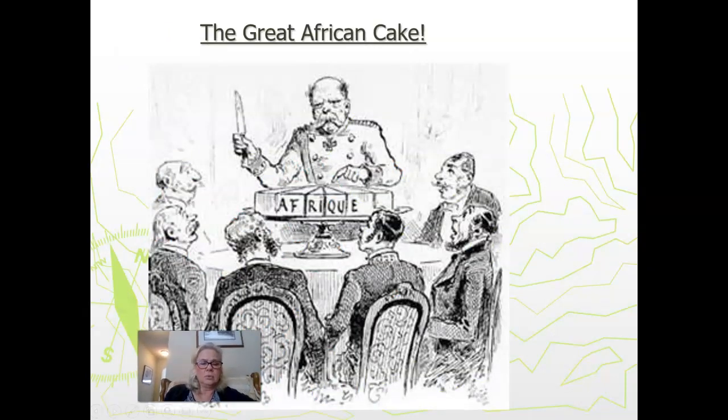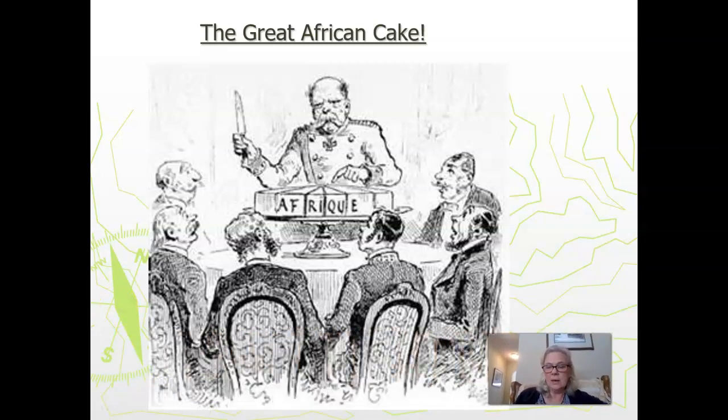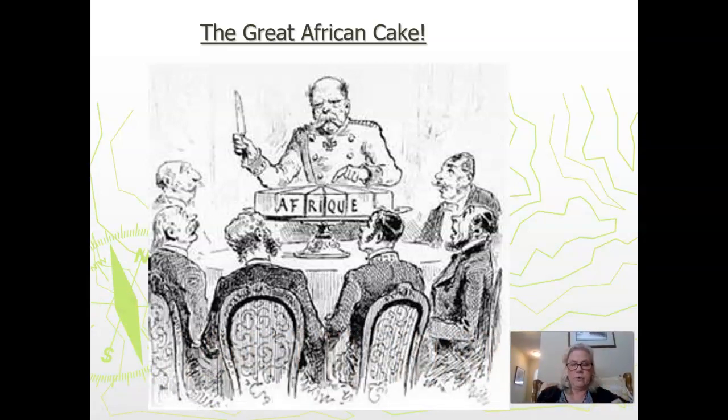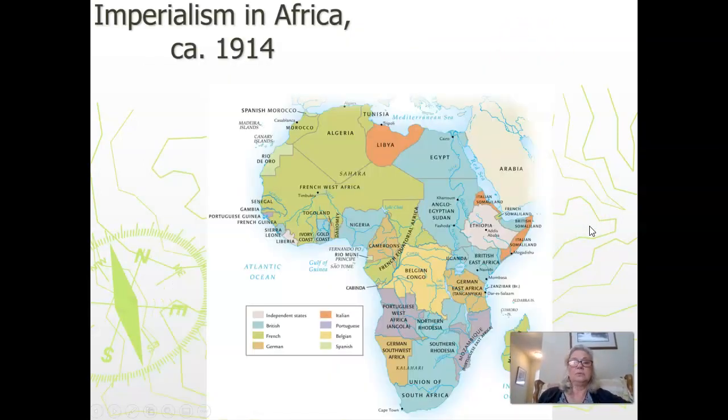This is a great picture that describes, I think, in visual form, how the Europeans basically felt about Africa. They called it the Great African Cake. And basically, they didn't consider any of the people that were there, the tribal affiliations that were there. They just thought about what was on the land, what resources could they acquire, and how would they divide up the property. Again, not considering a single individual.